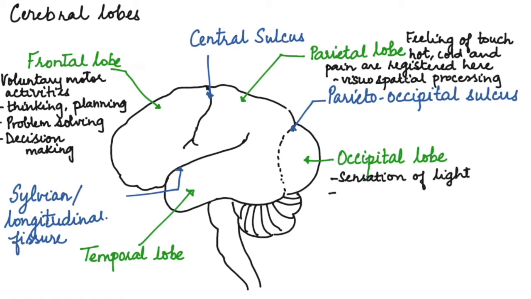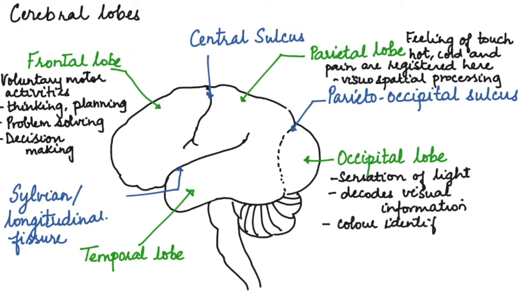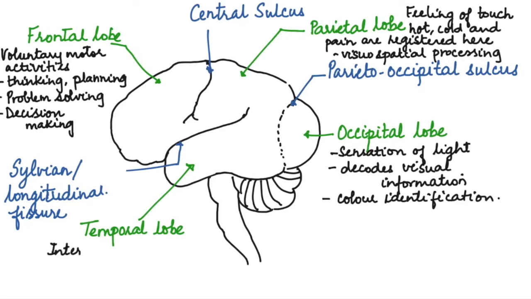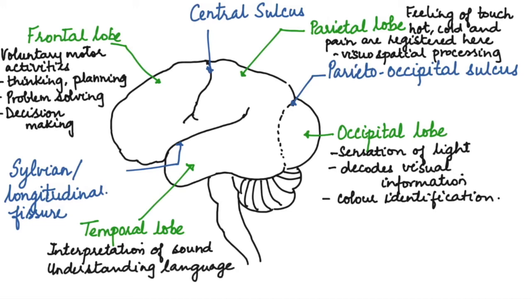Then the occipital lobe. The occipital lobe is concerned with the sensation of light. For receiving the sensation of light, it decodes the visual information that we receive and is also responsible for color identification. The temporal lobe. The temporal lobe is concerned with interpretation of sound that we hear, and it helps in understanding of the language. This lobe also is concerned with memory, speech, and emotions.